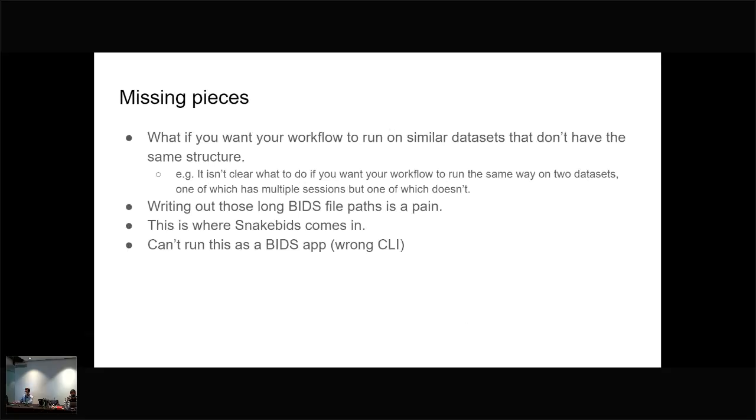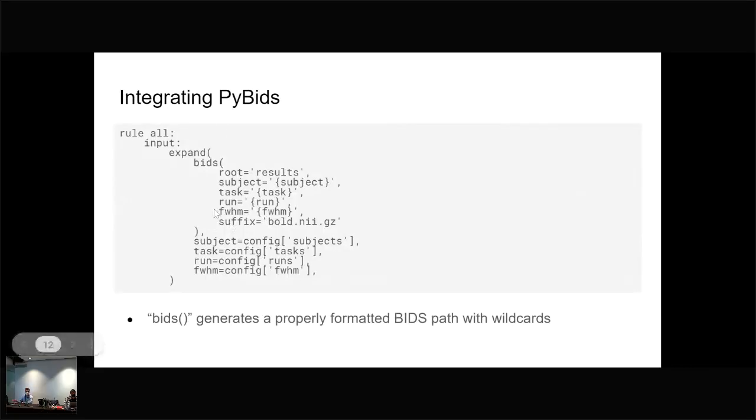So we've started by integrating PyBids. Snakemake is a Python tool, and if you know PyBids at all, it makes it easier to generate the kind of BIDS file paths that we need here. So instead of writing out manually that whole long file path, maybe getting the entity ordering wrong, we can use a BIDS function here. And you can still use wildcards where you need them.